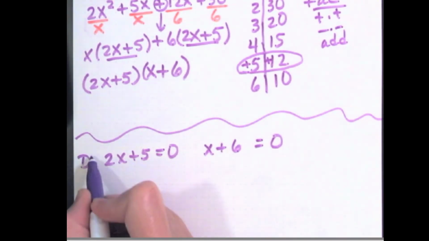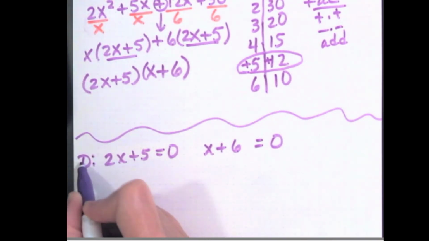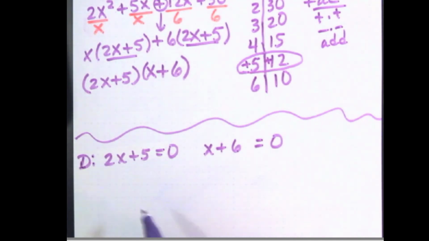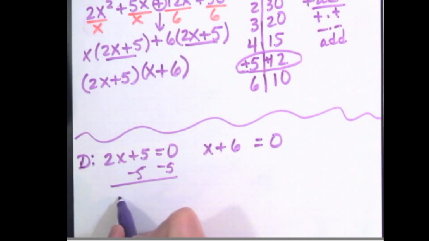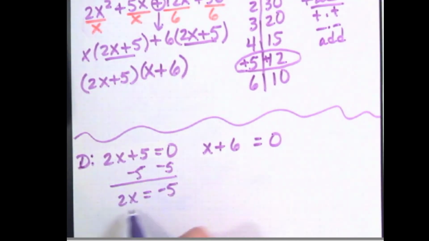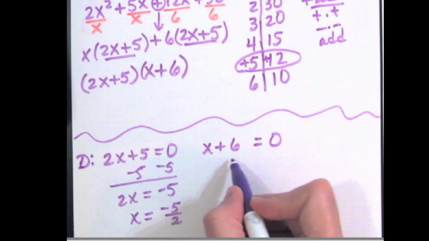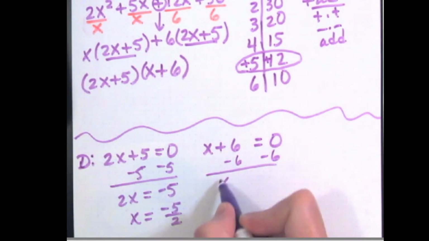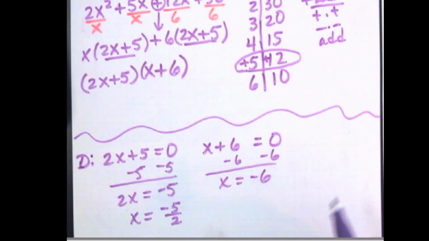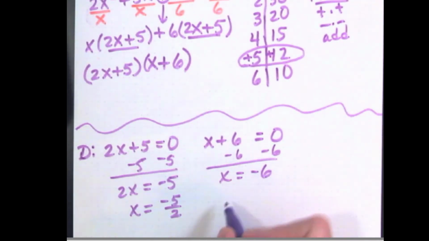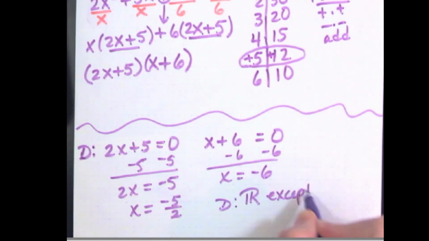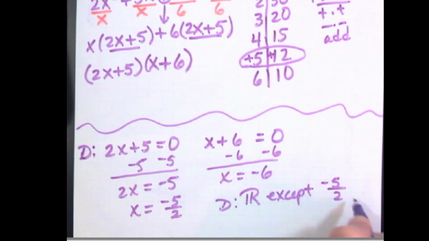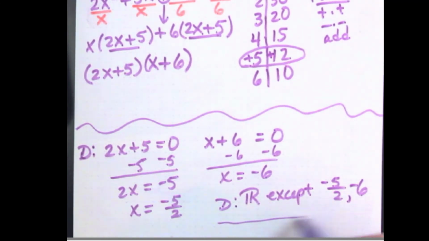Okay, and when we're trying to find excluded values or domain, we're just looking at the denominator. So here we'll take away 5 from both sides, and we'll get 2x is equal to negative 5, divide both sides by 2, and that'll be x is equal to negative 5 halves. Over here we'll take away 6, and we'll get x is equal to negative 6. So for our domain, we're going to say that's all real numbers except negative 5 halves and negative 6. So that's half of our answer.